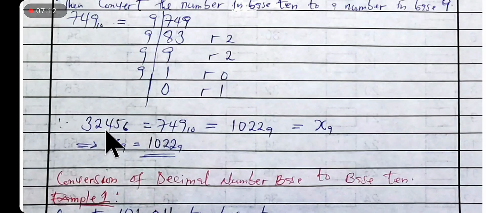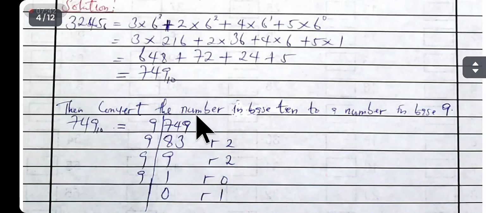So 2, 3, 4, 5 in base 6 is the same thing as 749 in base 10. It's also the same thing as 1022 in base 9, which is equal to x in base 9. So therefore, this implies that the value of x in base 9 is 1022 in base 9. So this is how we convert. Okay, this is how these conversions are done.